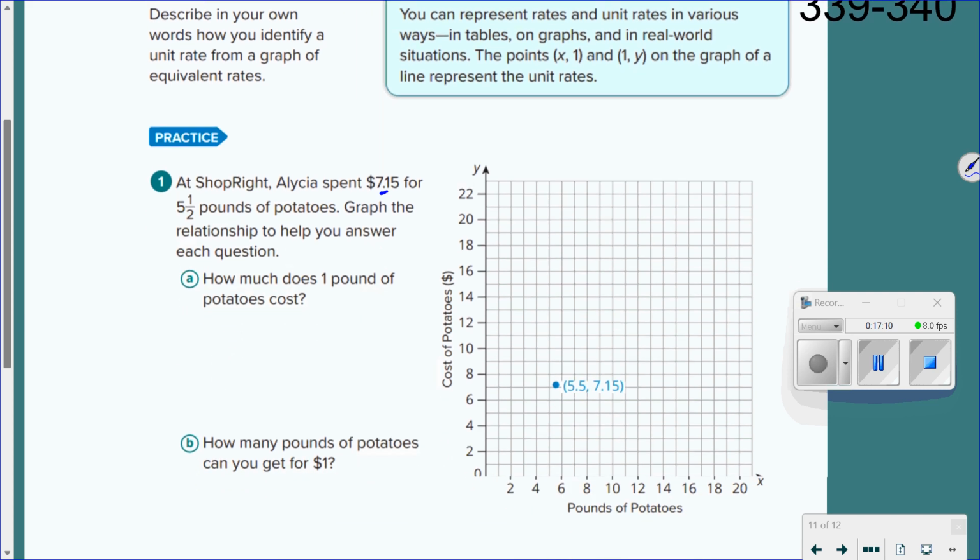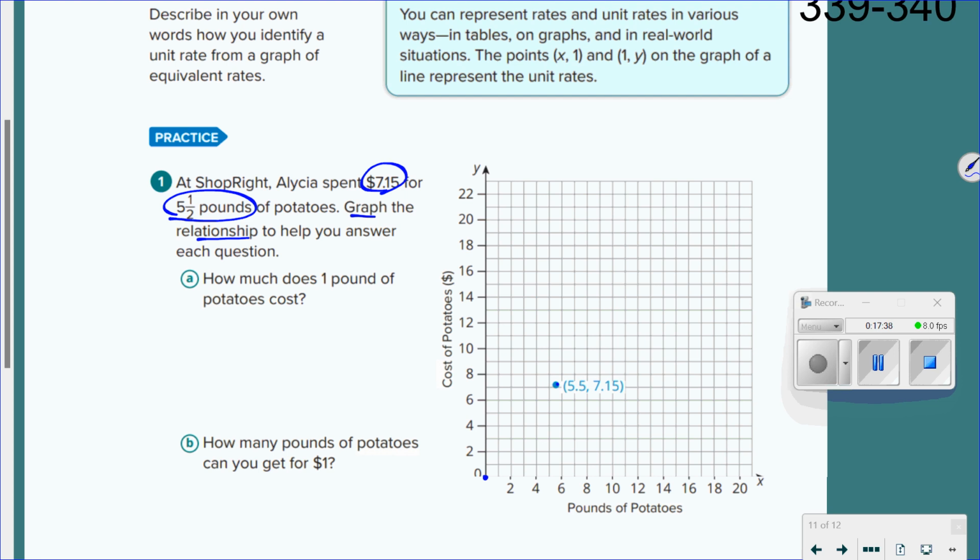At ShopRite, you spent $7.15 for 5.5 pounds. Graph the relationship to help you answer the questions. So the first thing you should do is graph the relationship. The nice thing is they already gave me 1 point. I know that another point is at 0, 0. If you have 2 points, you can draw a line. Once you have the line drawn with a straight edge, and let me say that again, with a straight edge. If you don't draw it with a straight edge, you can't do anything else with it.